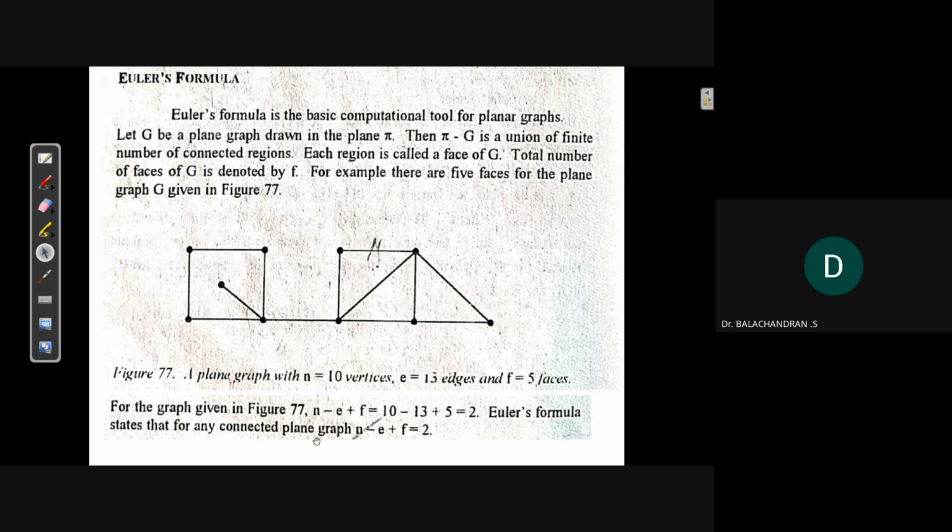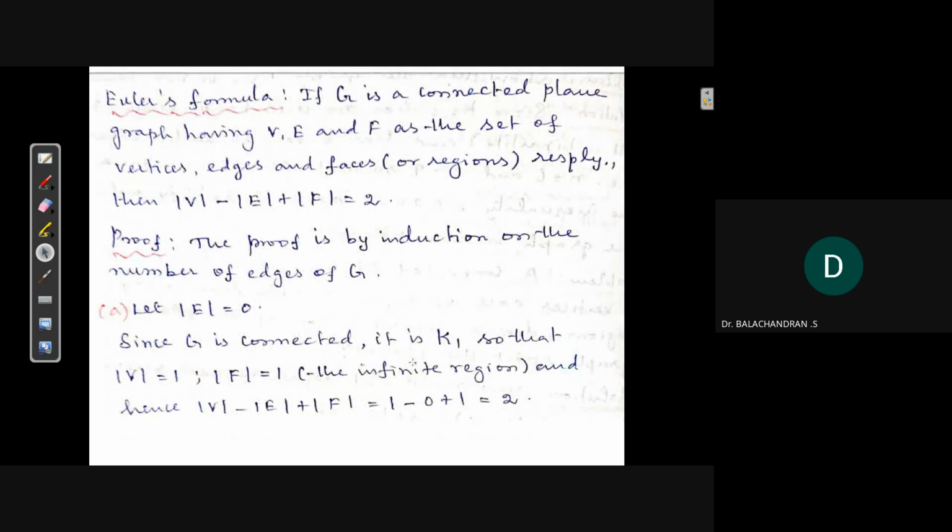This is for a connected planar graph. So for a connected planar graph, n minus e plus f equals 2. This is a connected planar graph, and I am going to check whether the Euler formula is true or not. So n minus e plus f: n is 10, e is 13, f is 5. So 15 minus 13 is 2. So we verified Euler's formula is true for this connected planar graph, or plane graph.